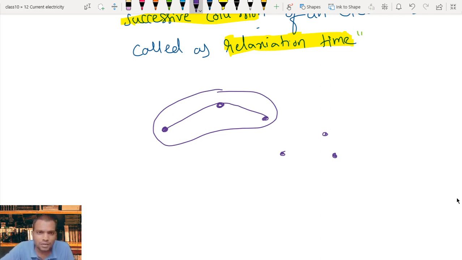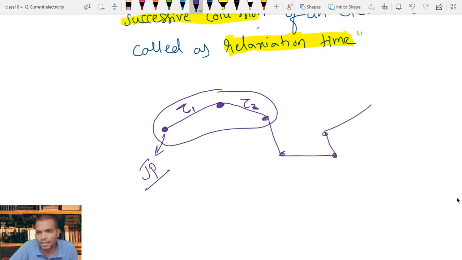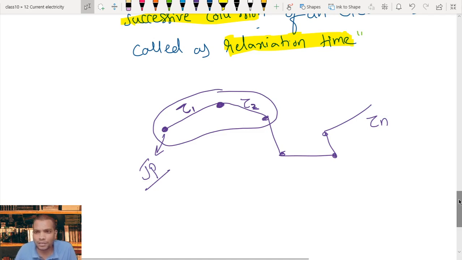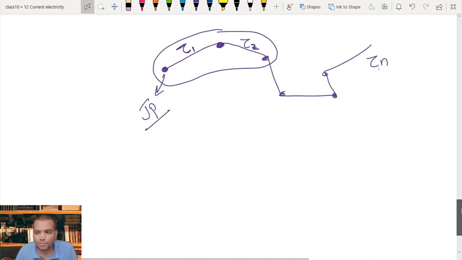So for this electron, you can give it a name. For the time taken by this electron to collide with another electron, we define it as tau 1. For another electron, it takes another tau, and likewise up to tau n. Now you have to take the average time.